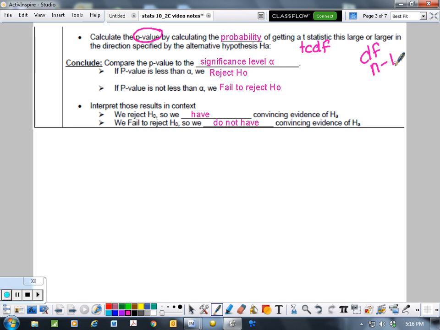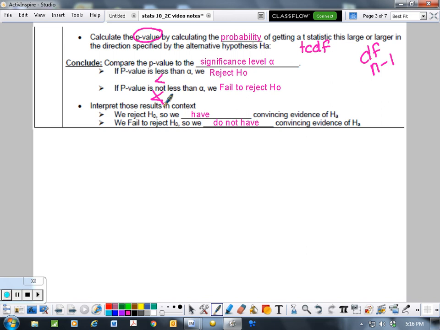If it is less than alpha, we reject H0. If it is not less than alpha, we fail to reject H0. If we reject H0, we have convincing evidence of Ha. If we fail to reject H0, then we do not have convincing evidence of Ha.